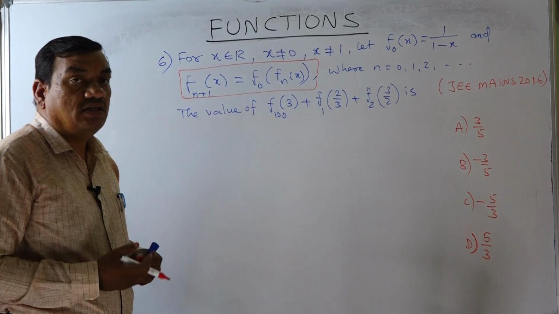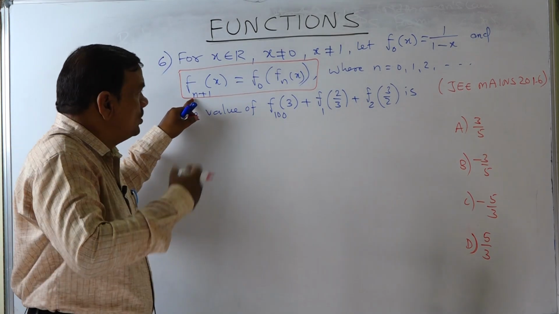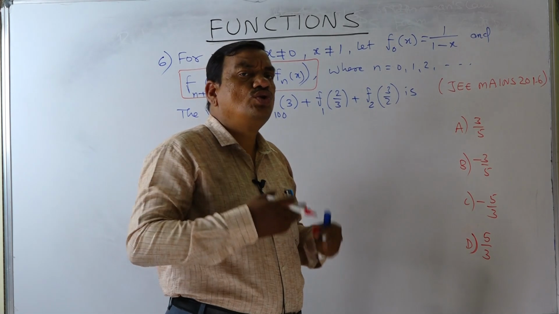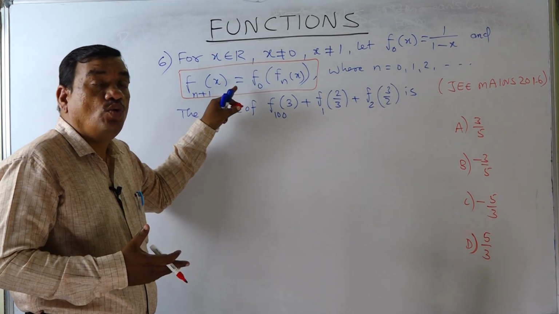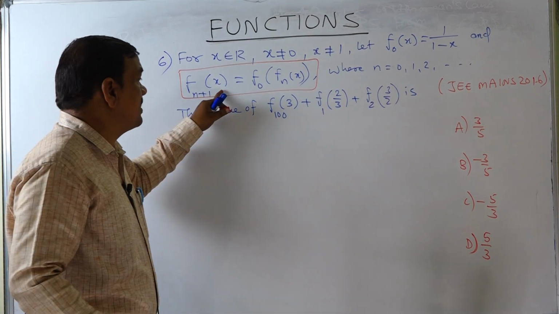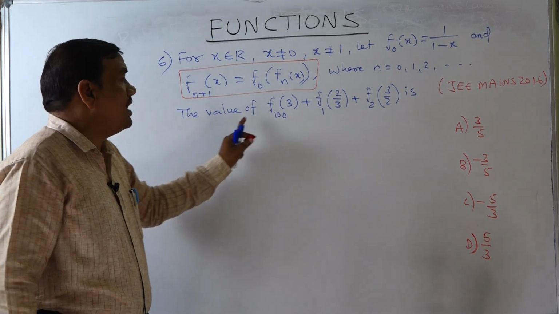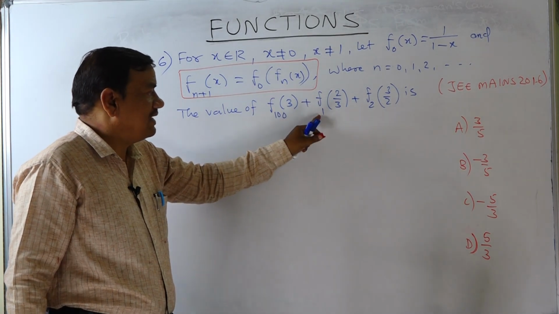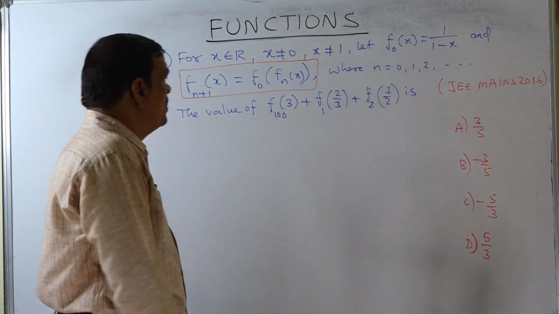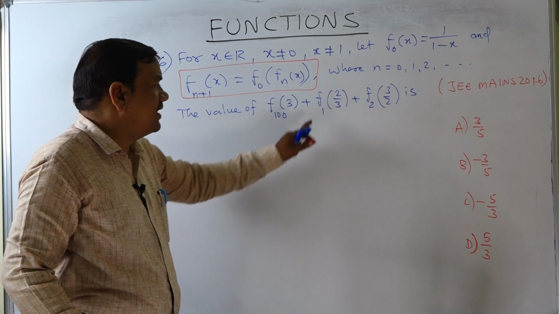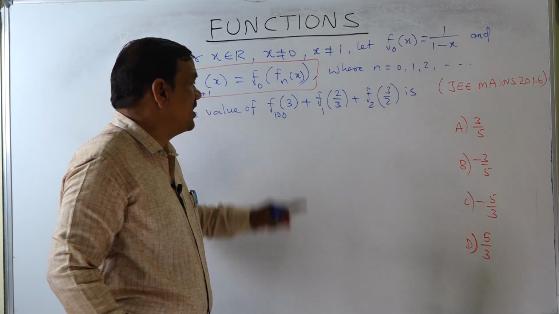Indefinite integrals also have recurrence formulas. As you start putting n is equal to 0, 1, 2, 3, a number of functions will be generated. We can generate a number of functions from this recurrence formula. Then the value of f100 of 3 plus f1 of 2 by 3 plus f2 of 3 by 2 is, right? Very easy problem. From this recurrence formula, we can find f1 of 2 by 3, f2 of 3 by 2, f100 of 3.